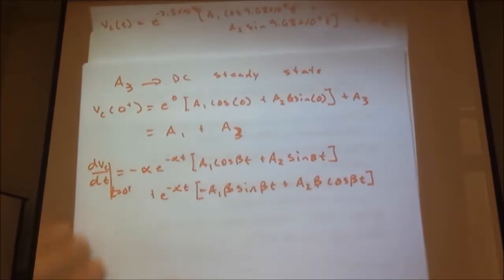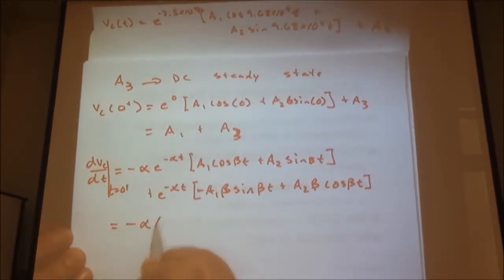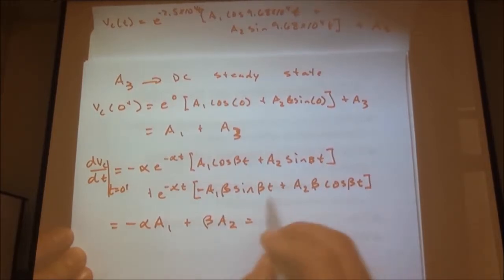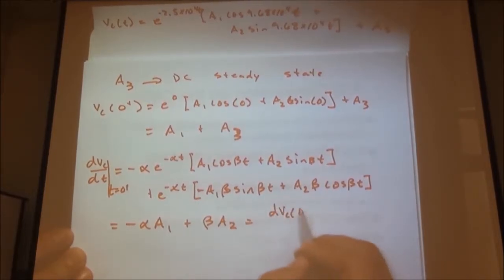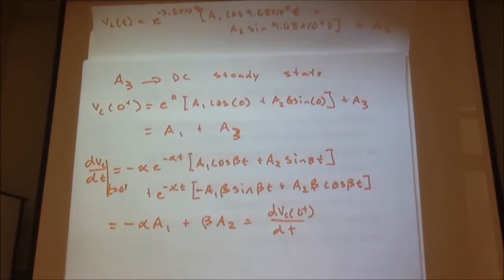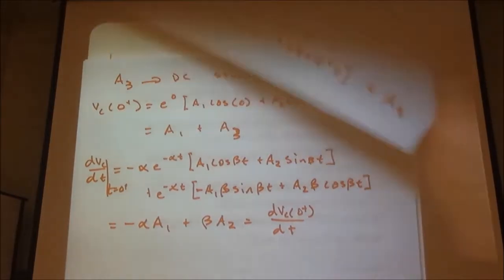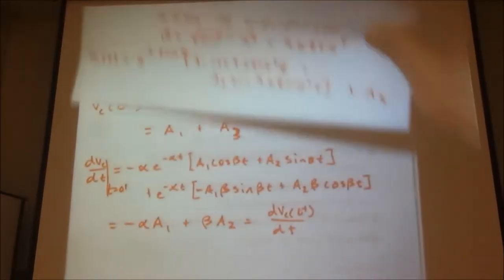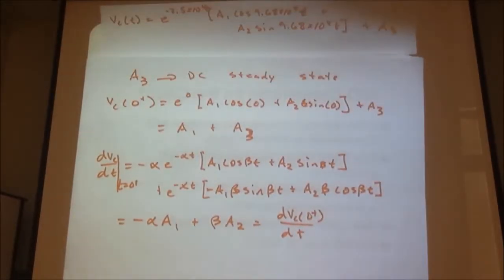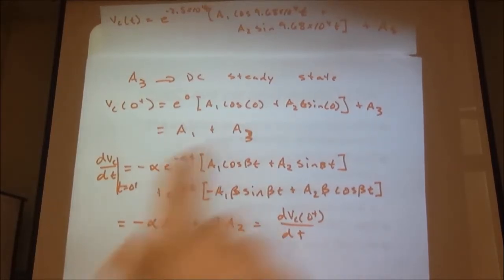Well, equals minus alpha A1 plus beta A2 equals dVc 0 plus by dt. Again, whatever that may be. In this case, we have 0 initial conditions. That was a little bit fast, but all I did was differentiate our general expression as alpha and betas. So you could plug in numbers for alpha and beta. I just didn't want to waste the ink. Red ink is valuable.